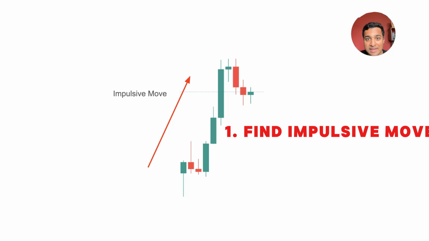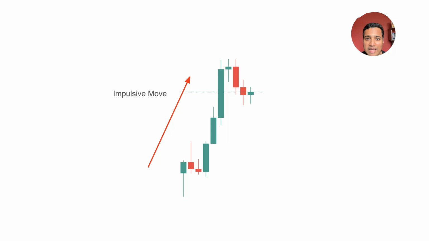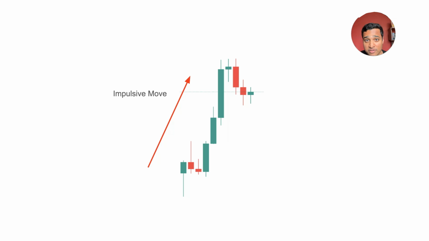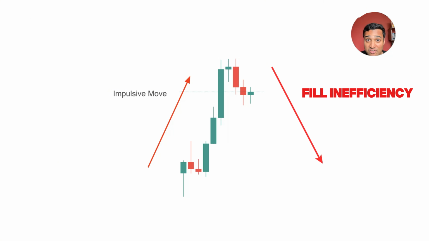The first step is to find an impulsive move. And this is what we call an inefficiency. Price made a huge move with large volume, indicating that smart money entered the trade and filled in their big orders. And often price comes back down to fill in this inefficiency.